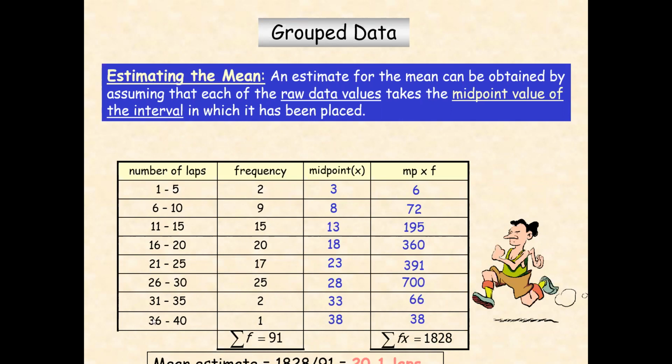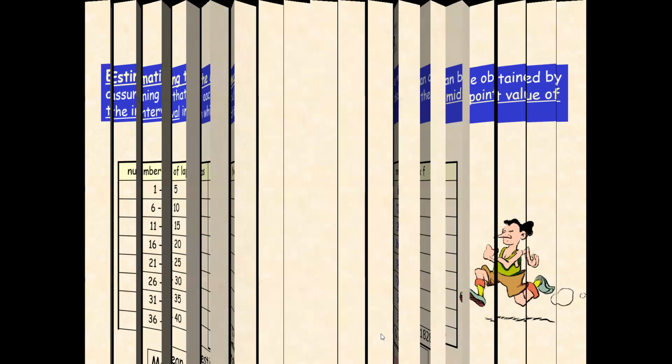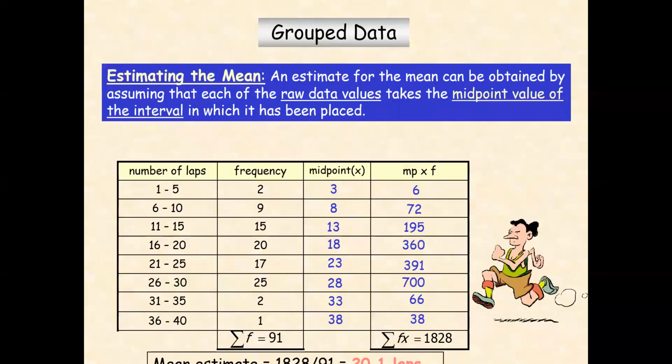I can't see my screen on the bottom. Can someone help me out? Can you see my screen on the bottom? No, sir. Can someone read that out to me? It's 20.1. Thank you. So we take 1828 divided by 91, we will get 20.1. And that's how we work with grouped data.